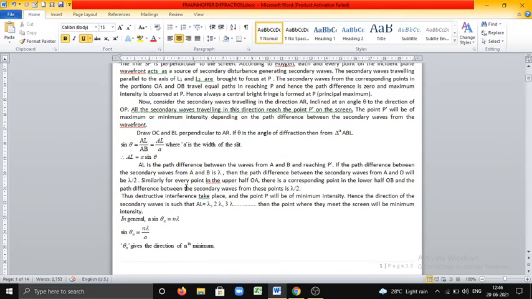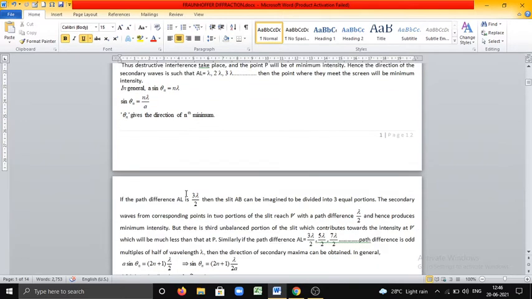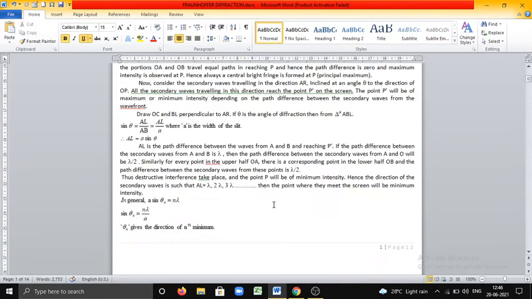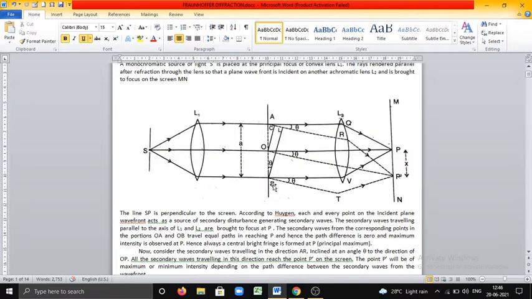From this, we can see that if the path difference is n lambda, that is lambda, 2 lambda, 3 lambda, then the point P corresponds to minimum intensity, that is, a dark band. If the path difference is 3 lambda by 2, then the slit can be imagined to be divided into 3 equal parts.